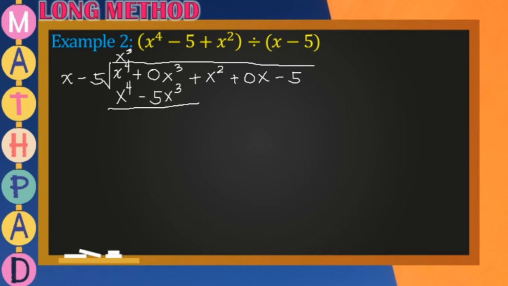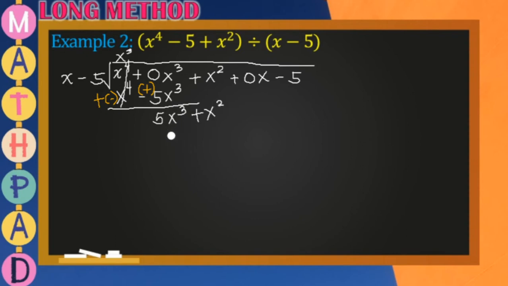And then, we have to change the sign again of our subtrahend. So, yung x raised to 4, this will be negative. Negative 5 will be positive. And then, we add. Okay? Now, x raised to 4 plus negative x raised to 4 is 0. Okay, 0 na to. Then, 0x cubed plus 5x cubed is 5x cubed. Di ba? 0 plus 5 is 5. Then, bring down x squared.